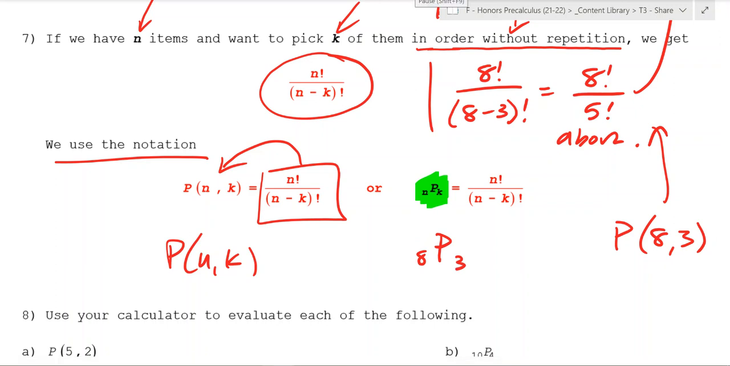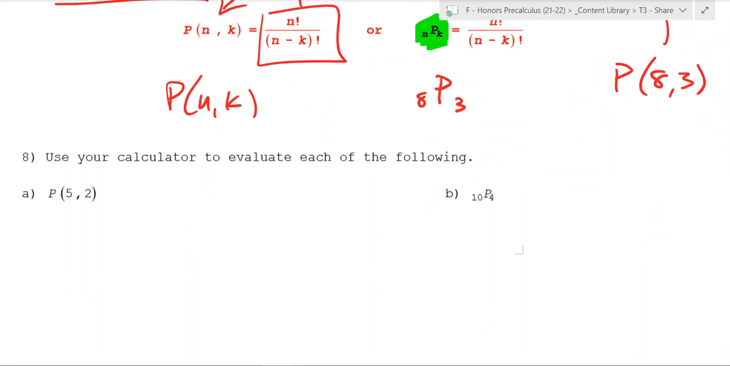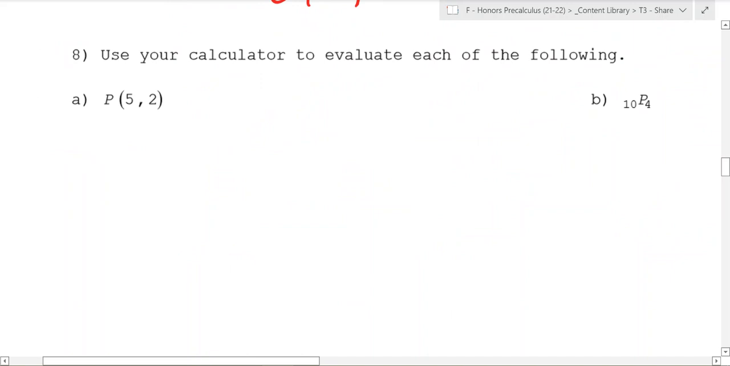Mathematicians just really like to write things in as few keystrokes as possible. Now, you can use your calculator to calculate these things. Where you're going to go is, on your calculator, there's the math button, and there's multiple ways to get here, but this is what I like to do. You go to math, and then you go over to probability, PRB, and then you're going to see nPr, and you press enter.